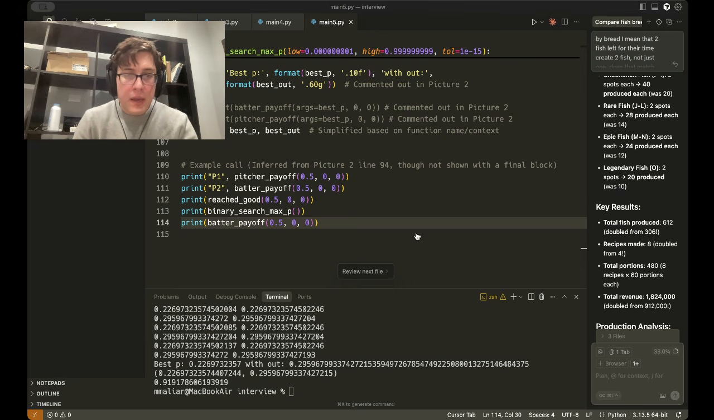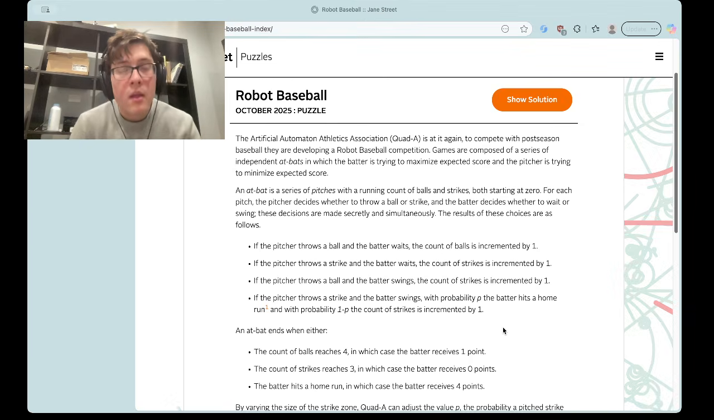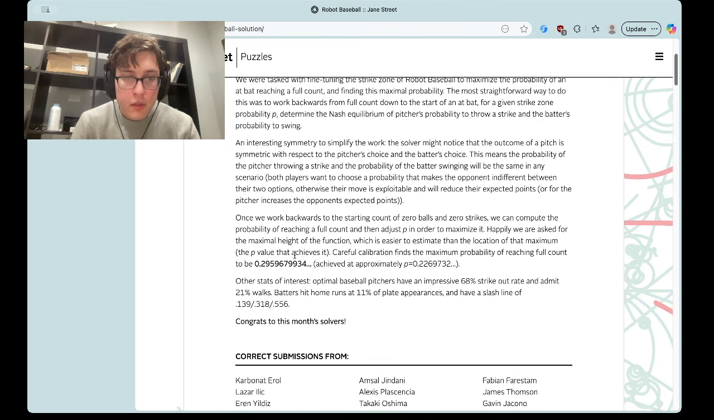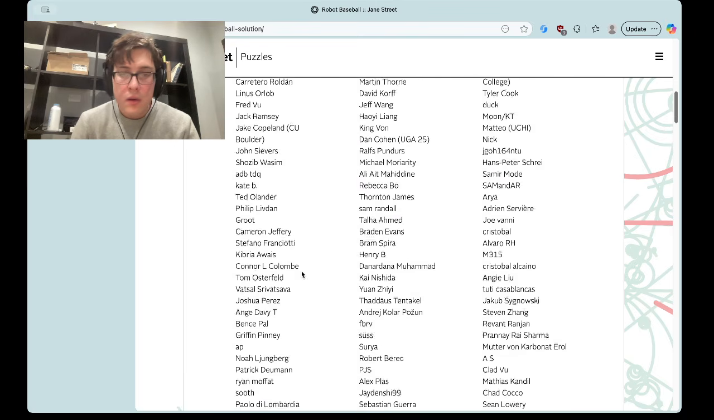If we go back to the, let me see, window capture. If we go back to here. The solution is indeed 0.29 this thing, right? So that's it.